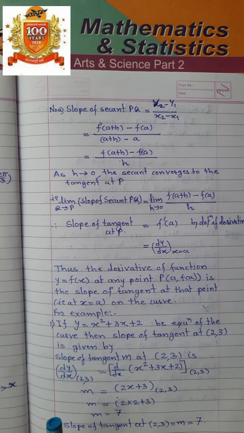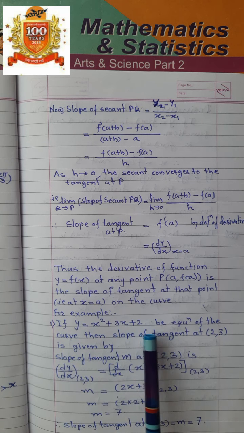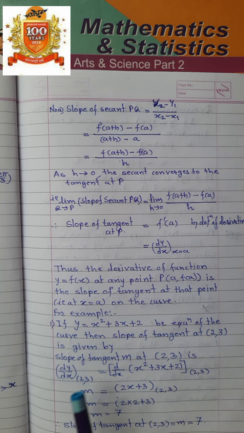Now let us see actual problem. If y is equal to x square plus 3x plus 2 be the equation of curve, then slope of tangent at point 2, 3 is given by. Now we have to find the slope of tangent at point 2, 3. Let slope of tangent is m at point 2, 3. We denote slope of tangent is equal to m at point 2, 3.